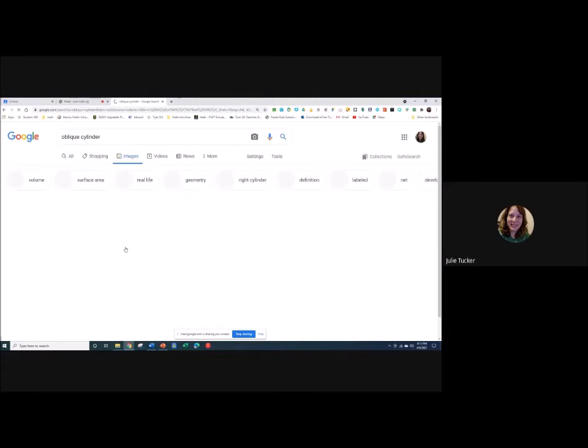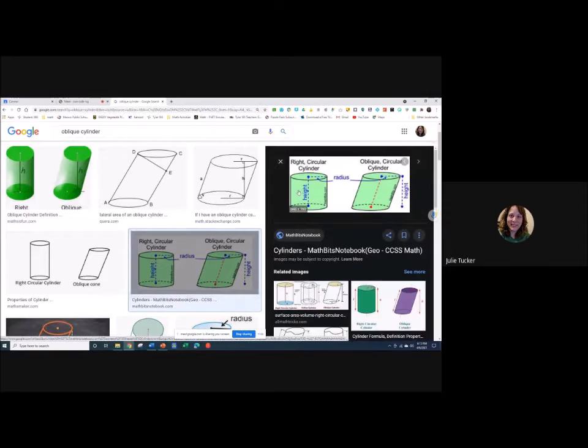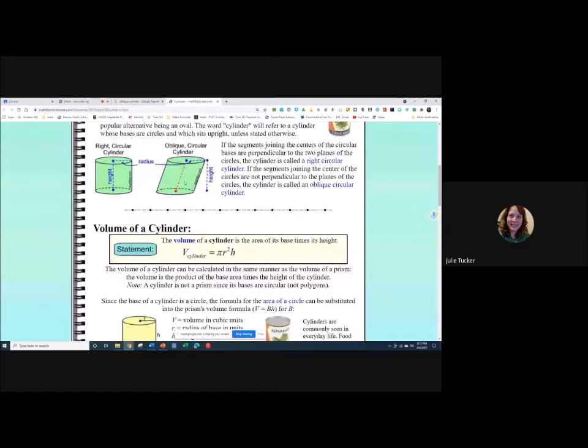So that's what it looks like, leaning. And if you want to find the volume of it, you have to use the perpendicular height, not the slanted height. This diagram is a really good diagram because it's showing that the radius is the same. But you need to use this height here that's perpendicular if you get an oblique.